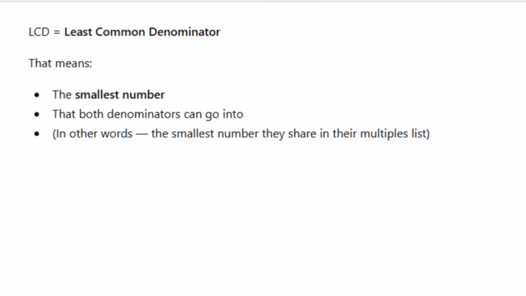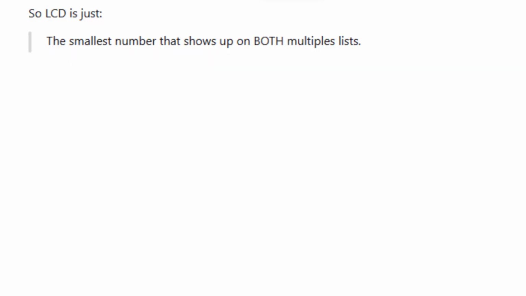In other words, it's the smallest number they share in their multiples list. Actually, if it would help you, you could call it the least common multiple, and that might help you connect the two. The reason we call it the least common denominator is that's what we're looking for. The least common multiple is the number that becomes the least common denominator. So those two in and of themselves are the same. You might want to write this down someplace as a reminder. Get yourself some index cards, write them down, and make yourself a little helper box. Put the index cards in a box, put them in alphabetical order, and pull them out when you forget these things. But basically, the lowest common denominator, the LCD, is the smallest number that shows up on both multiple lists.